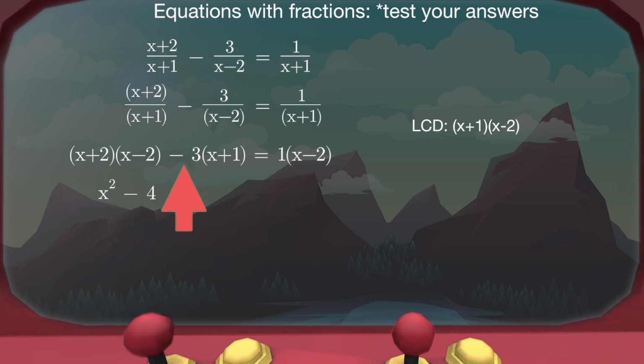This is the distributive law, so we're just going to say minus 3 times x is minus 3x, and minus 3 times plus 1 is minus 3. And that is equal to, and here I'm going to do the distributive law again, 1 times x is x, and 1 times minus 2 is minus 2.